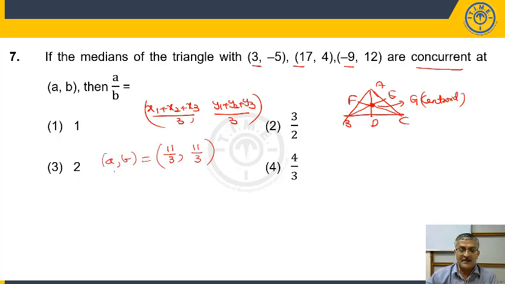This is A by B. So here what we observe, A and B are equal. The question is asking A by B. So 11 by 3 divided by 11 by 3 is nothing but 1. The main important point: medians of a triangle are concurrent, and that point is called the centroid. The centroid formula is x1 plus x2 plus x3 by 3, y1 plus y2 plus y3 by 3.